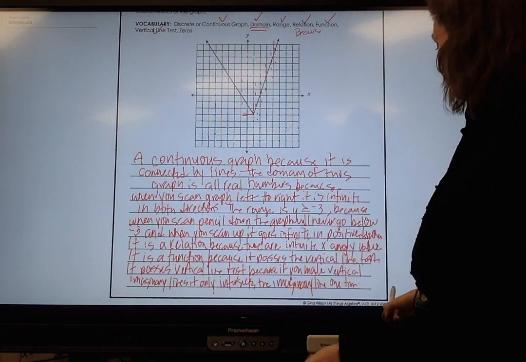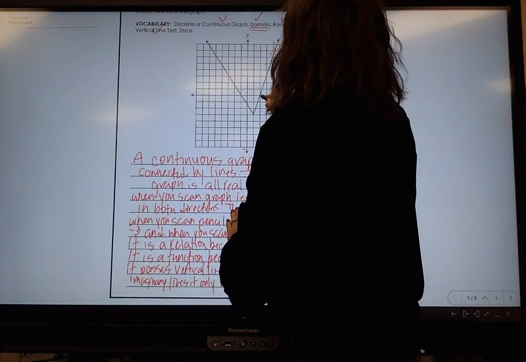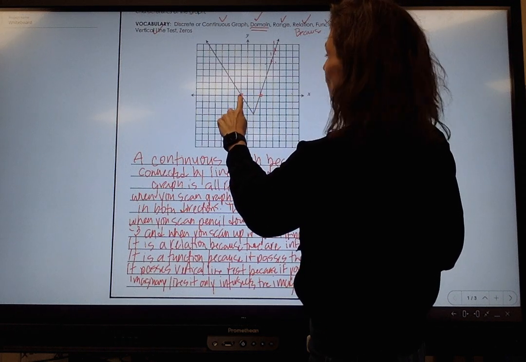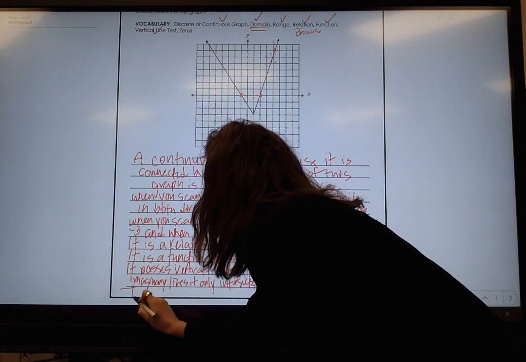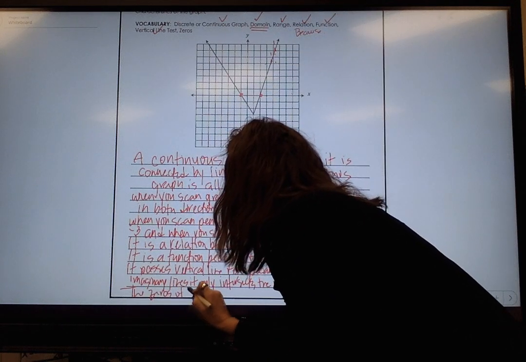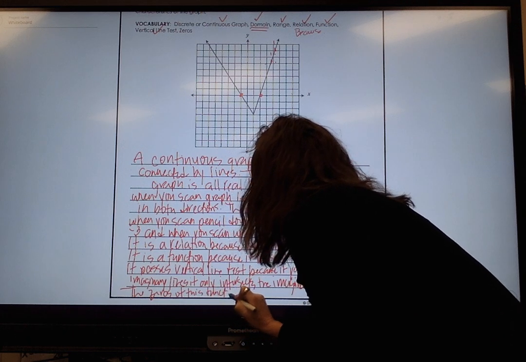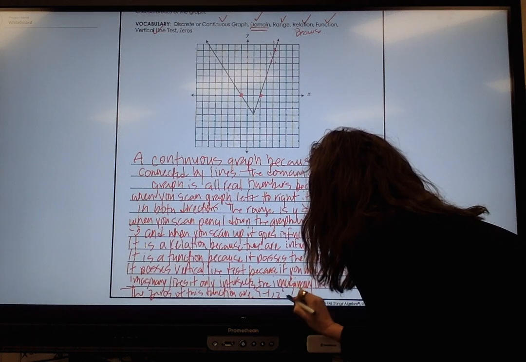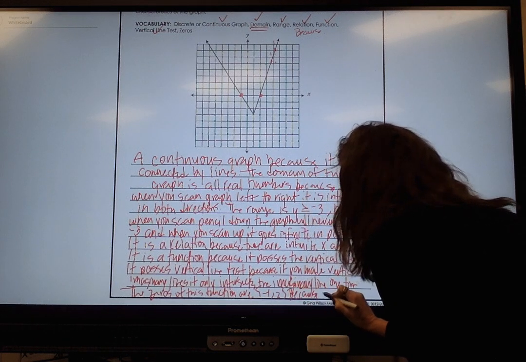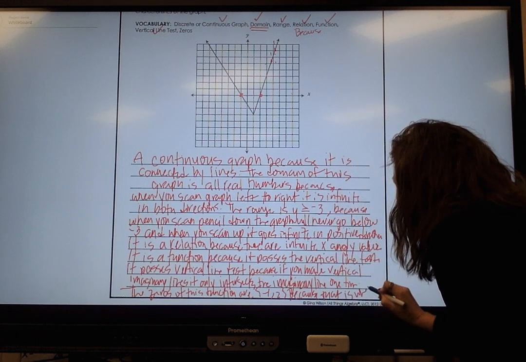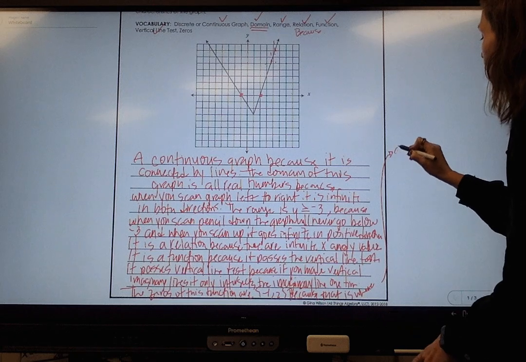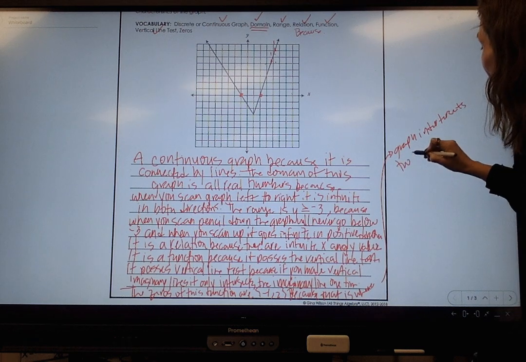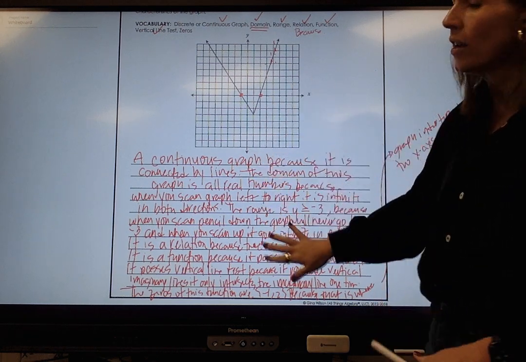Now, zeros. The zeros of this function, remember the zeros are where it crosses your x-intercept, the zeros of this function are -1 and 2. So I'm going to put the zeros of this function are -1 and 2 because that is where the graph, I'm going to go up here, that is where the graph intersects the x-axis.